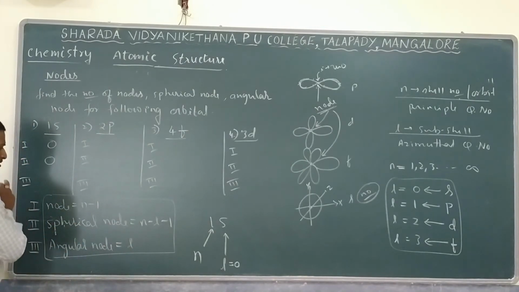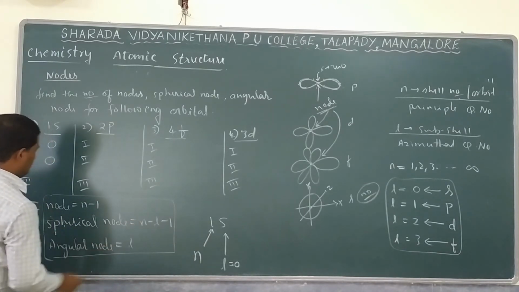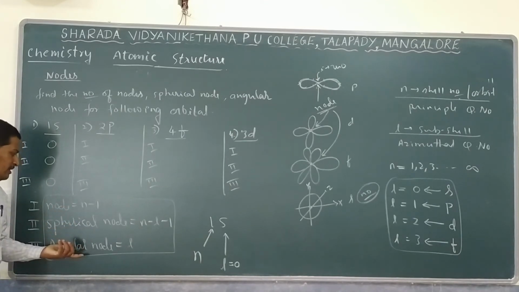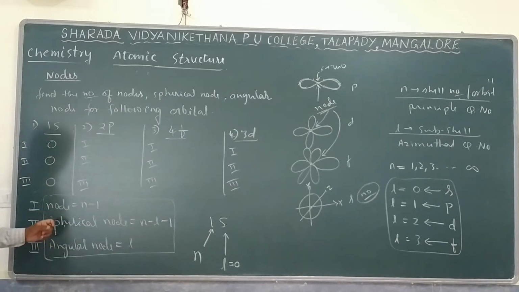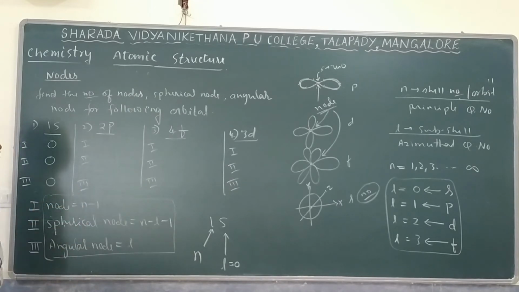Okay, and then for the third, it is the angular node. Here l equals 0, so here also it is 0. That means the spherical and angular nodes are completely 0. Otherwise said, the total number of nodes is nothing but the spherical node plus the angular node. So with the spherical node and angular node both 0, the sum of the nodes is 0. So wherever an s orbital comes, it shows 0 as the number of nodes.